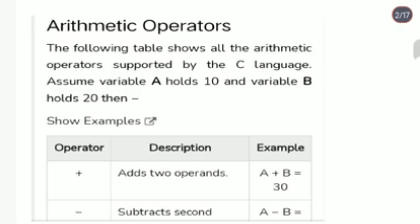The following table shows all the arithmetic operators supported by the C language. Assume variable a holds 10 and variable b holds 20. First of all, we are going to discuss the plus operator. The plus operator is simple: when we add two numbers, we use the plus operator. And the minus operator simply subtracts two numbers. Here a is 10 and b is 20, so 10 minus 20 is equal to minus 10.